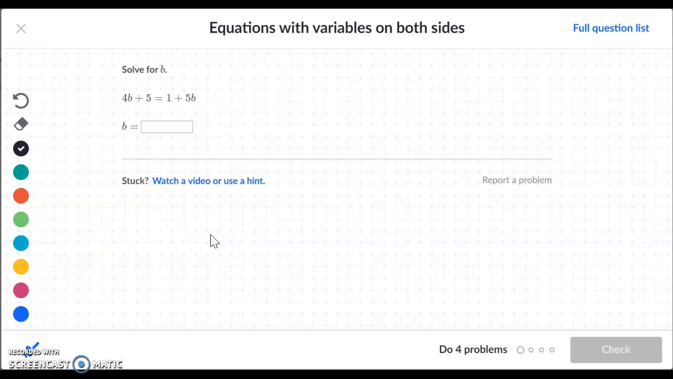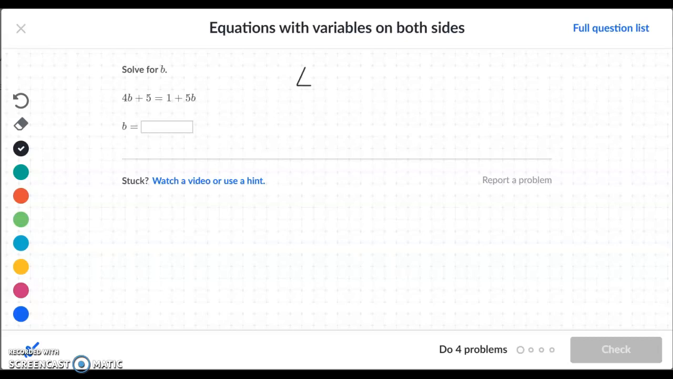Now we could guess and check. We've talked about that before, but guessing and checking is an inefficient method because I have to guess various numbers. If I tried 0 for b, I'd have 4 times 0 plus 5. Well, 4 times 0 is 0, and 0 plus 5 is 5. So I have 5 on the left side equals 1 plus 5b. Well, 5 times 0 is 0, and 1 plus 0 is 1. So 5 does not equal 1, and I'd have to go back to the drawing board. So let's actually work this out.